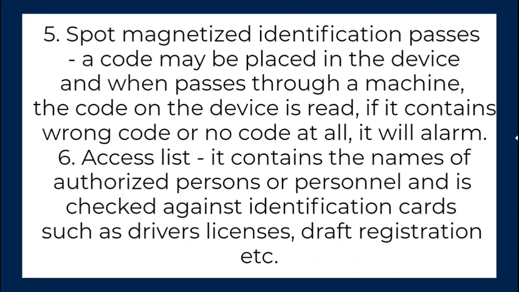5. Spot magnetized identification passes. A code may be placed in the device and when it passes through a machine, the code on the device is read. If it contains the wrong code or no code at all, it will alarm. 6. Access list. It contains the names of authorized persons or personnel and is checked against identification cards such as driver's licenses, draft registration, etc.